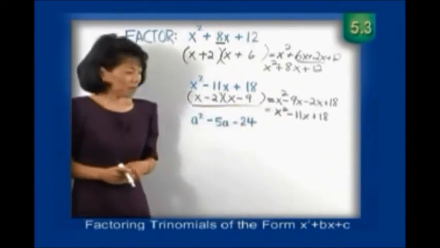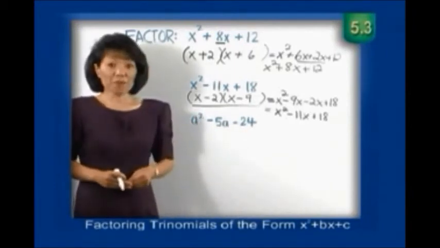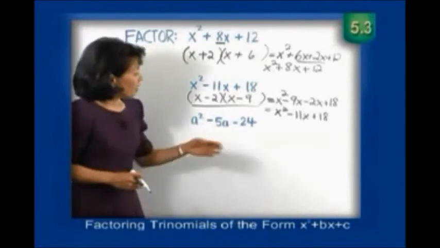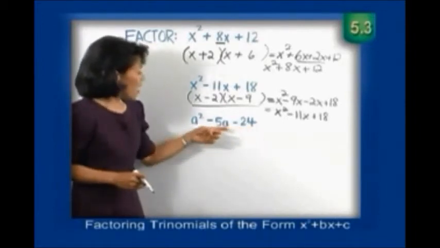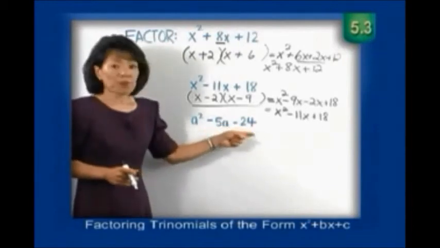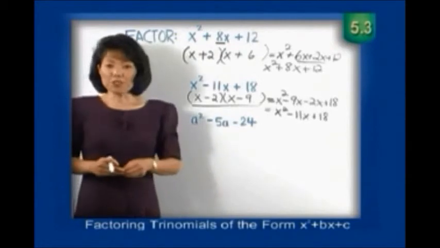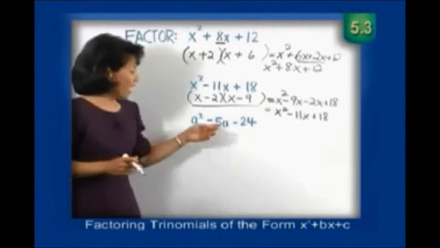Let's try one more. A squared minus 5a minus 24. Now, again, we've got some different signs here, so we're going to have to think a little bit. We want a negative product and a negative sum. We have to think of two numbers that have a product of a negative and add up to a negative.